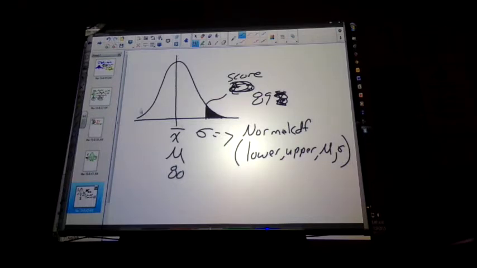Oh, the calculator should draw the normal curve to show what this area is. But the normal CDF will find you the area underneath the curve. So your lower bound is the furthest to the left. If you're talking about an area like this way, make your lower bound pretty low. Okay?